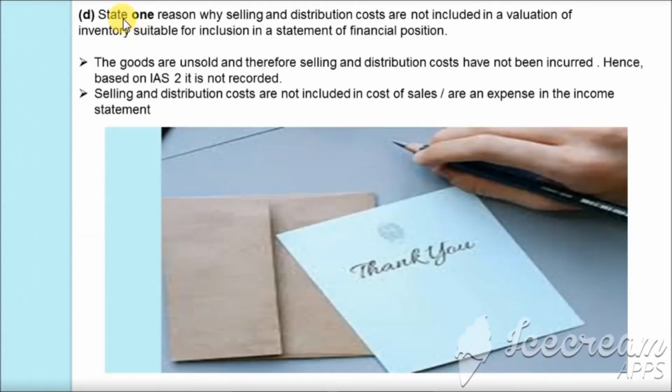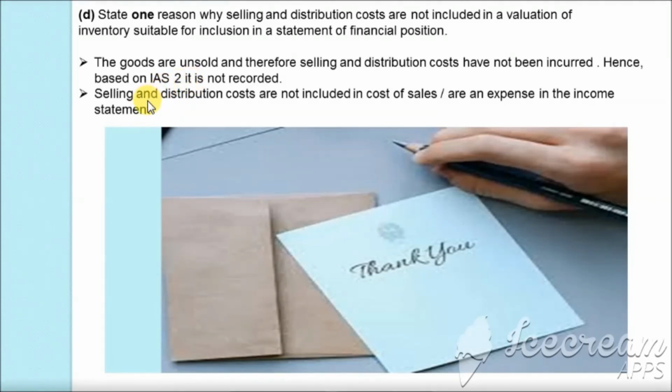In the part D of the question, we are asked to state one reason why the selling and distribution costs are not included in the valuation of inventory. You see, when we are valuing the inventory, the goods are unsold and therefore selling and distribution cost has not been incurred. And if we still include the selling and distribution cost, then it will be more subjective in nature. It will be based on the estimation of different persons. For one person, the means of transport may be cheap and he may estimate it as $100. For another person, the means of transport may be expensive and he may say it may be $200. So they may not be accurate as they have not yet been incurred, and hence, based on IAS 2, we should not record the transaction unless they are incurred, so that they may be more objective in nature, that is, they may be supported with the invoice and the bill, and it will be more accurate.